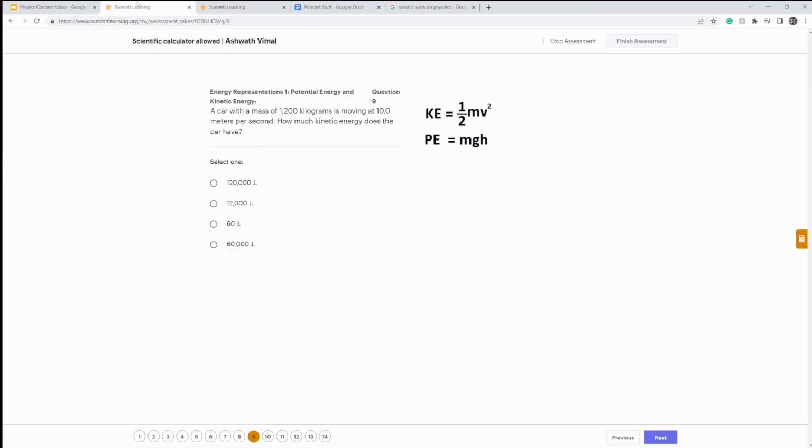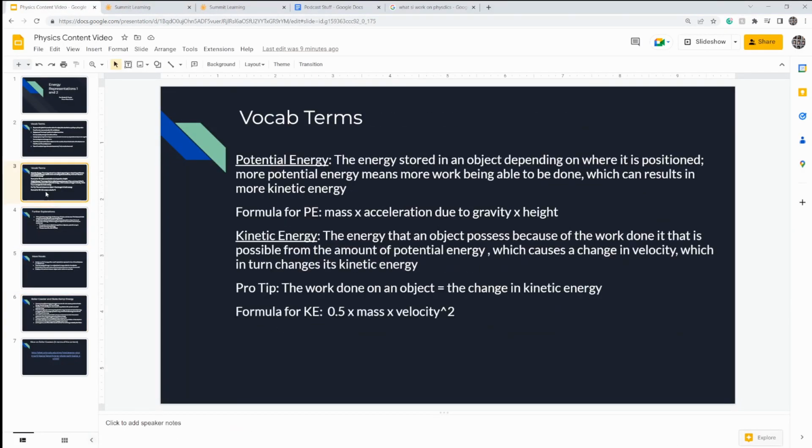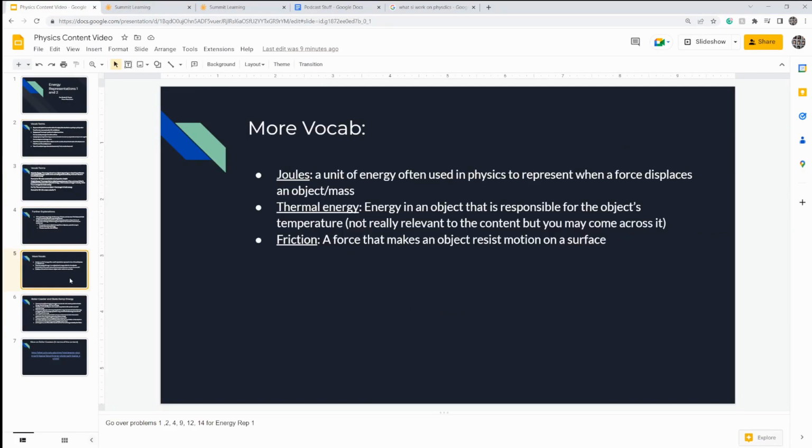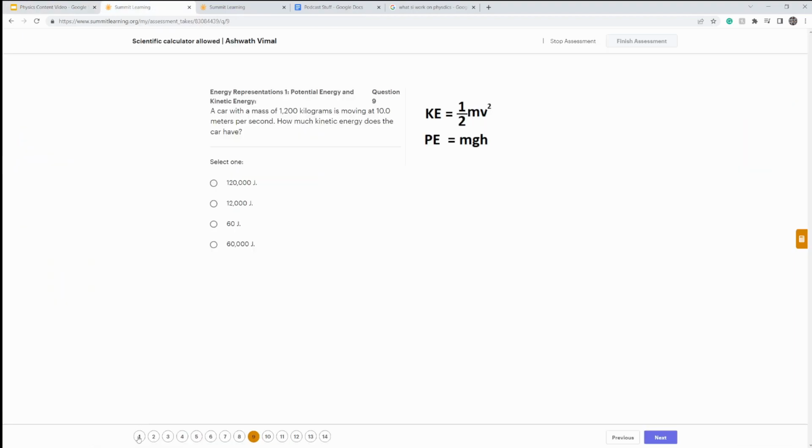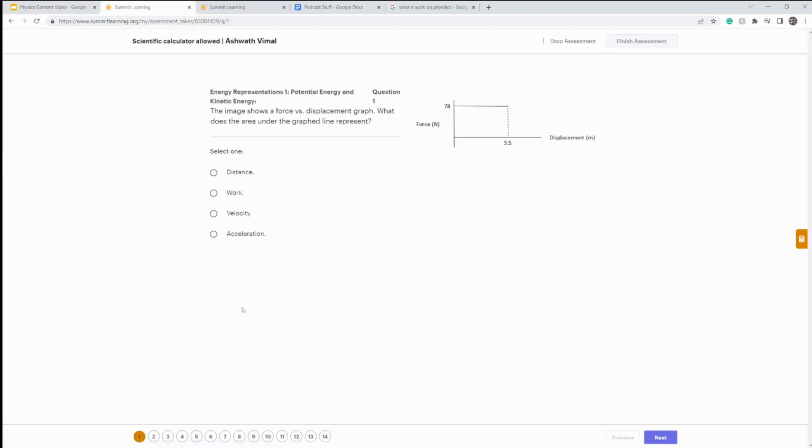All right. And we're going to go over some example problems for both contents. All right, so number 1 for energy representations 1 and the diagnostic. The image shows a force versus displacement graph.